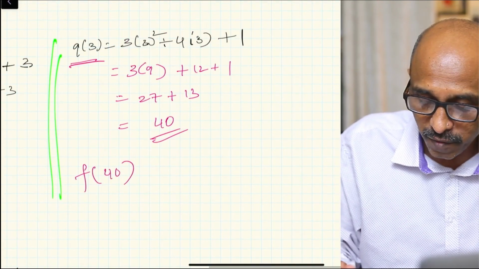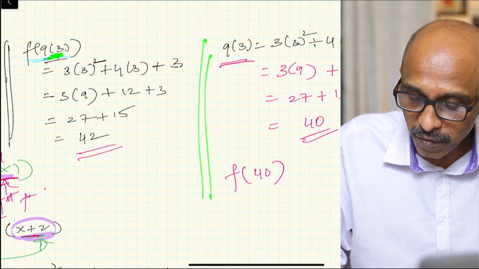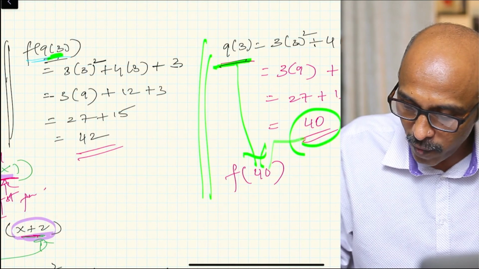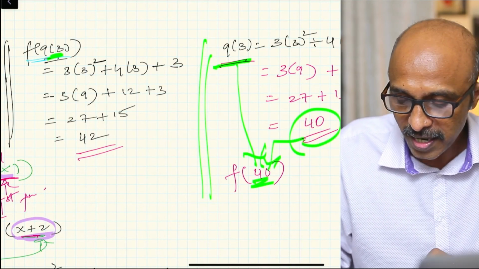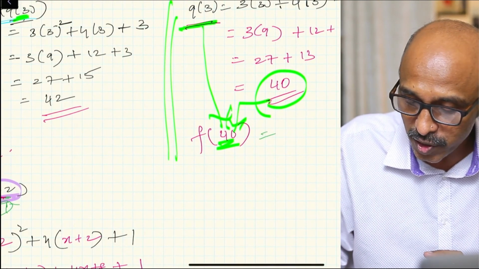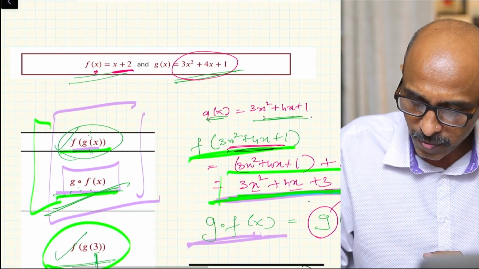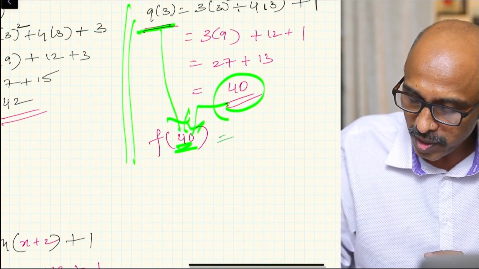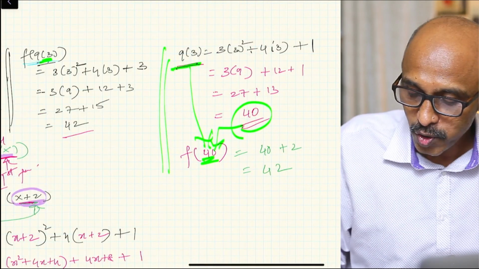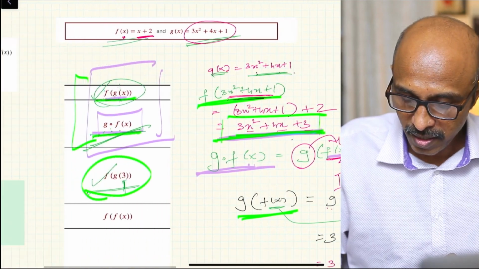So f of g of 3 is what we're looking for, as in the earlier case, but we found g of 3 first, and then we're just using that as the input for f. So f of 40 is the same thing as saying f of g of 3. Now the definition of f is just x plus 2, I believe. Yeah, it was just x plus 2. So f of 40 would just be 40 plus 2, which is 42. So both techniques are equally valid and they give us the same answer.